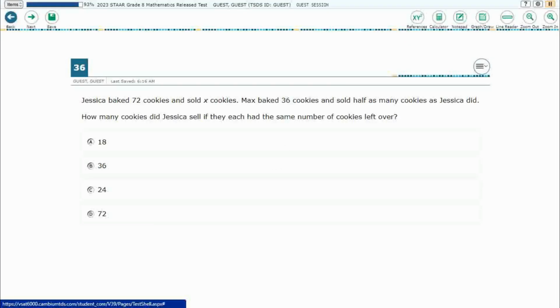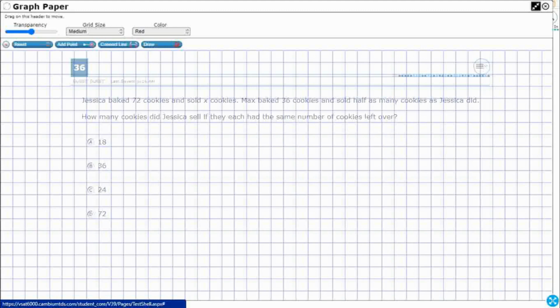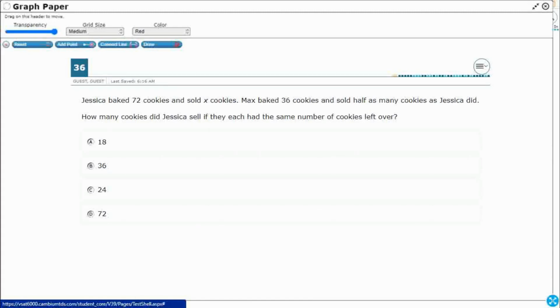So it looks pretty simple. We've just got a few sentences here. Let's see if we can turn this into an equation. Looks like we are going to be solving for x, so we'll need to figure that out. So Jessica baked 72 cookies and sold x. All right, so I'm going to put Jessica right here, and baked 72, sold x. So that's going to be minus x.